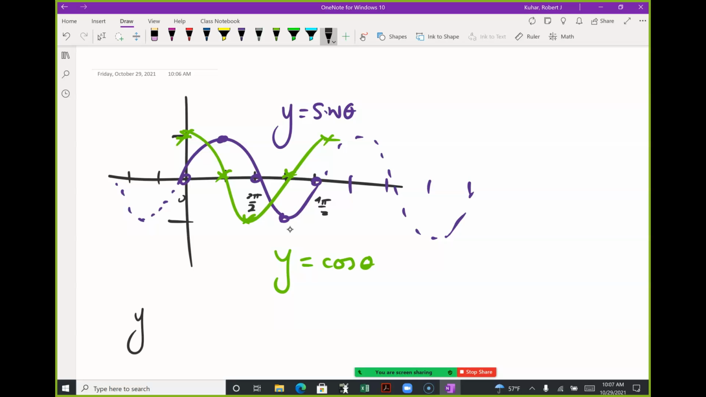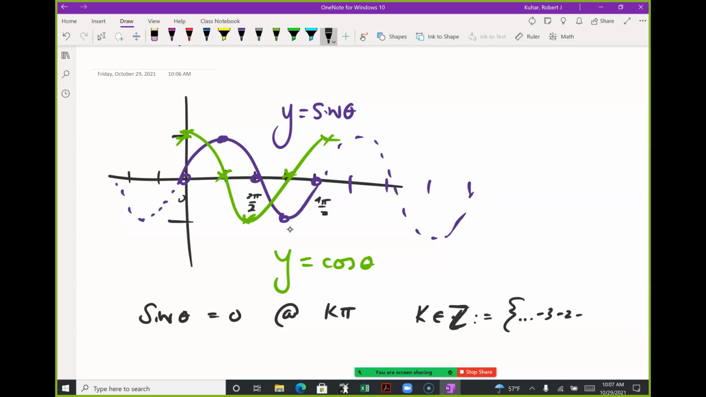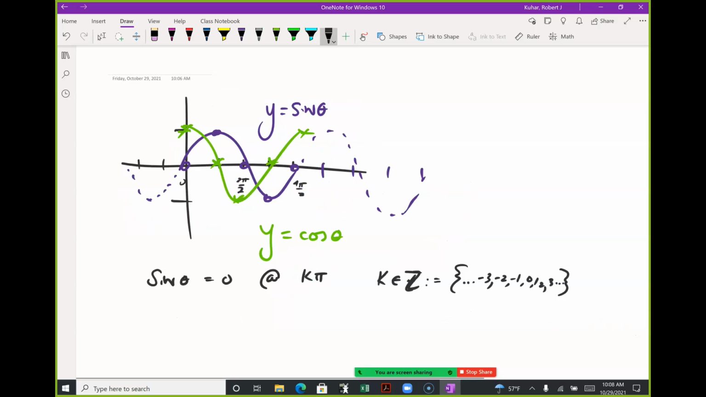So sine of theta equals 0 at k pi, where k belongs to Z. Z are the integers: ..., -3, -2, -1, 0, 1, 2, 3, ... So at every integer coefficient of pi, 1 pi, 2 pi, 3 pi, 4 pi, sine will be 0. It'll hit the x-axis. Is that making sense?